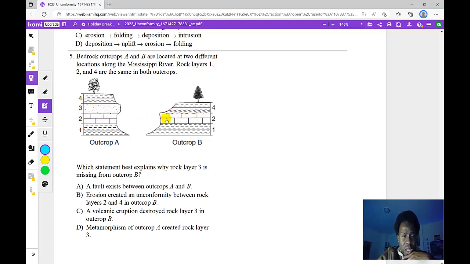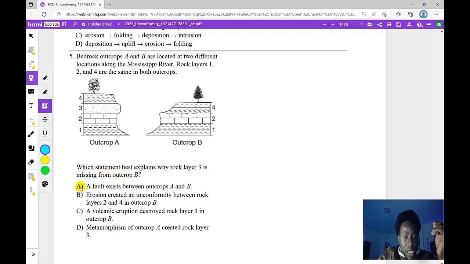So you see 2 here is limestone, 2 here is limestone. 4 here is shale, 4 here is shale. So this sandstone layer 3 is missing. So it's represented by that squiggly line. So you see that squiggly line here between 2 and 4. So whenever you see that squiggly line, it means something ought to be there, but that thing has been taken away, and that is an unconformity. Which statement best explains why rock layer 3 is missing from outcrop B?